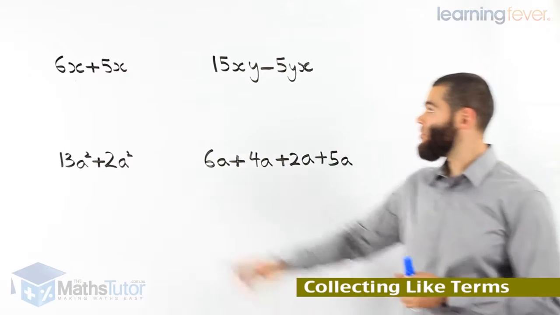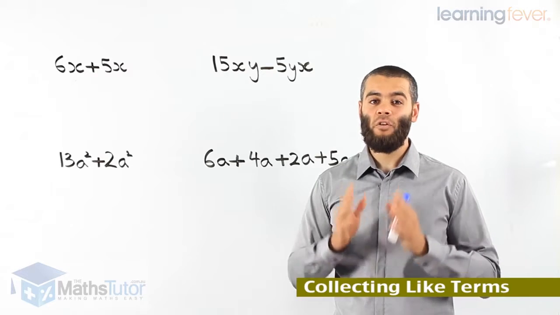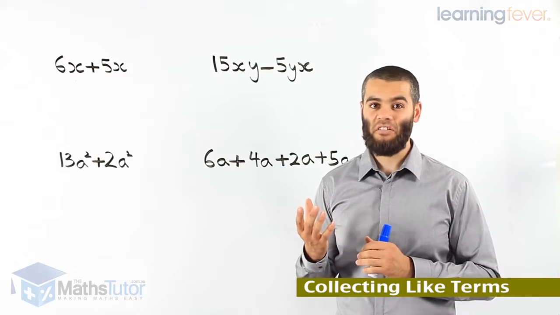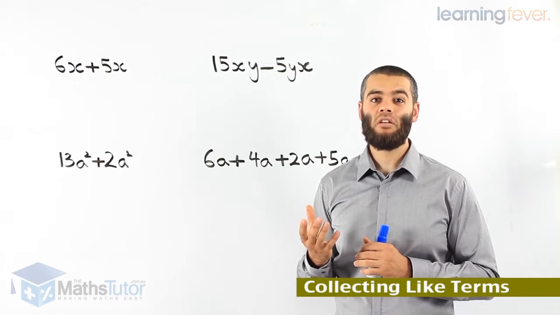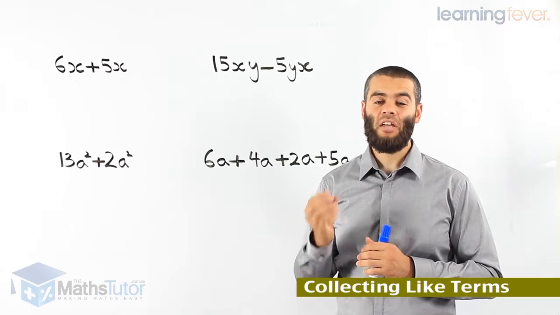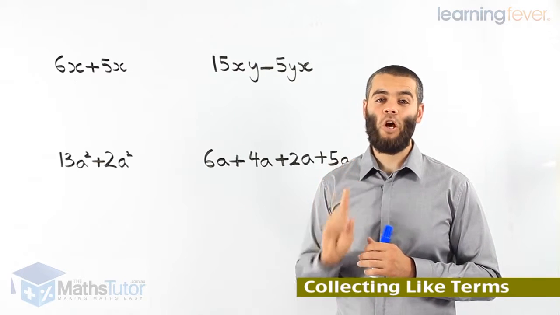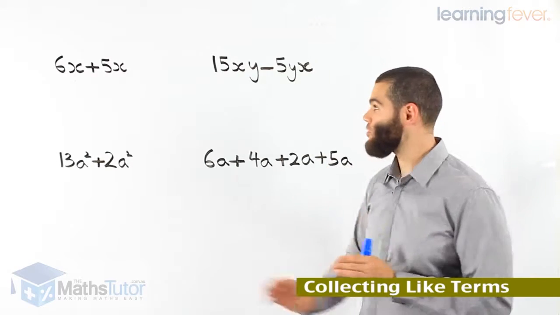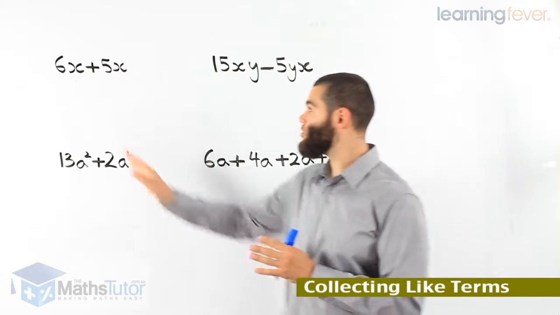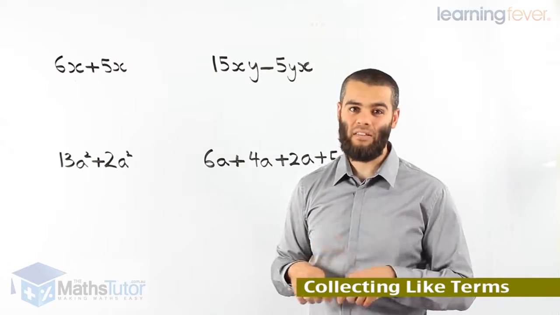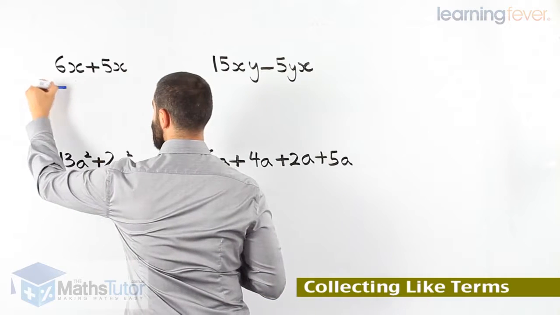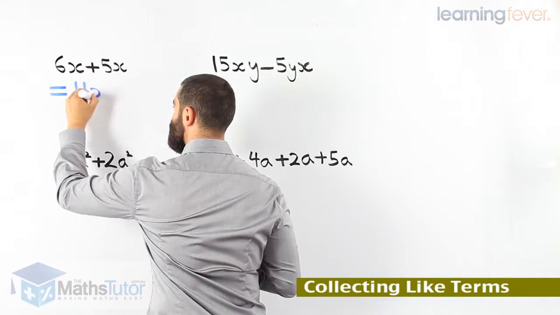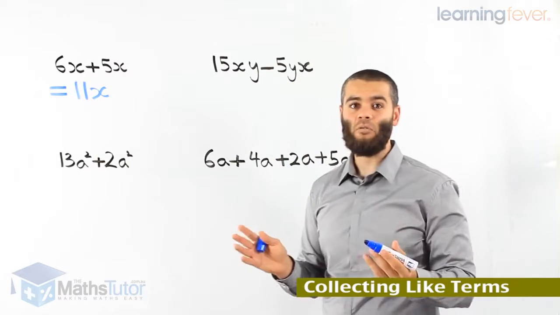Let's start on top. 6x plus 5x. Remind yourself, what does collecting like terms mean? It means to add or subtract algebraic expressions that have the same pronumerals. We can only add or subtract algebraic expressions with the same pronumerals. So here, do we have the same pronumerals, x and x? Yes, we do. We can add them up. It's that simple. 6x plus 5x is 11x. Yes, that's all it is.